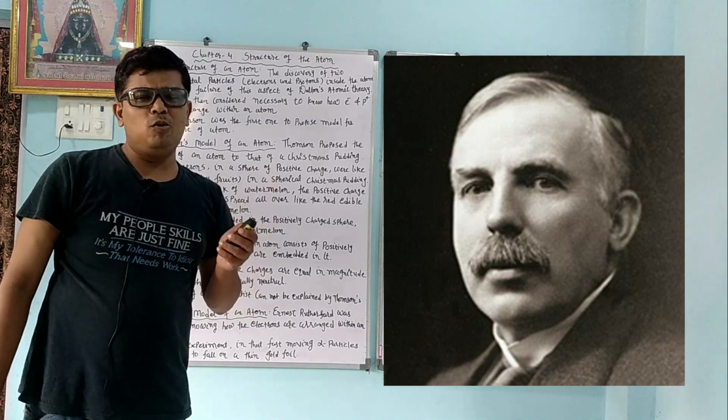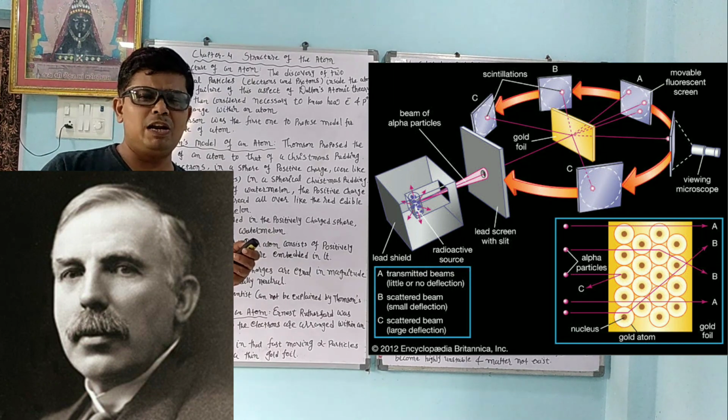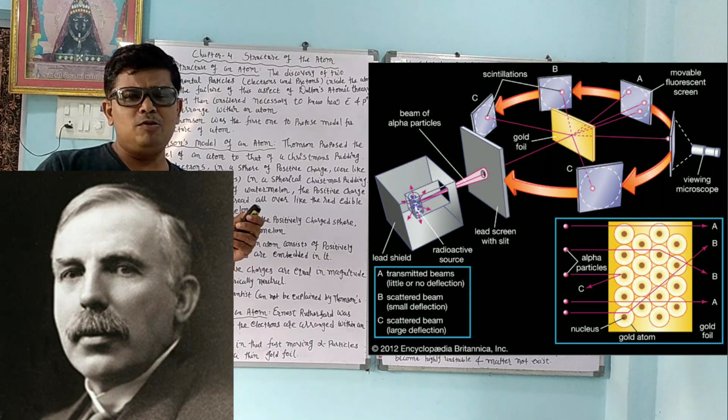He took a very thin gold foil and passed alpha rays through it. What are alpha rays? Alpha rays are made up of helium, and they are positively charged. So when he passed the alpha rays, most of the rays passed through. Now dear students, alpha rays are positively charged, and the nucleus, in which protons are present, is also positively charged.